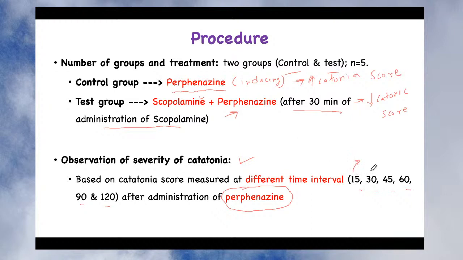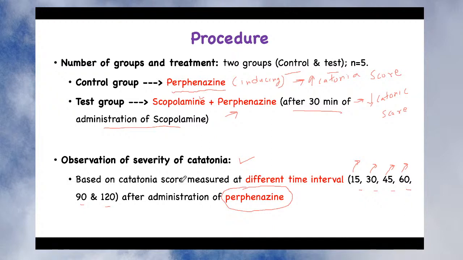Likewise, you can measure the score after 30 minutes. Okay, then you will measure the score after 45 minutes, then after 60 minutes. So you can repeat the same measurement of catatonic score at 15, 30, 45, 60, 90 and 120 minutes. Again, these time intervals you can change based on your experimental protocol. So there is no fixed time interval. You have the flexibility based on the test drug that you want to test, or the investigator can modify the protocol based on what he desires or feels is best.